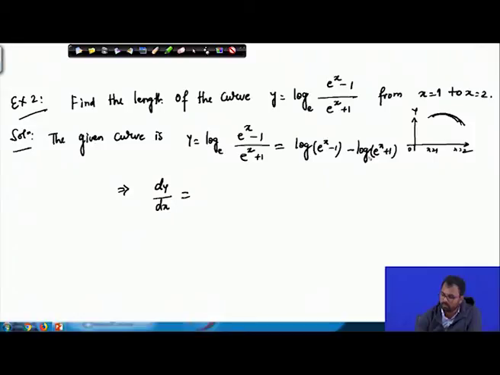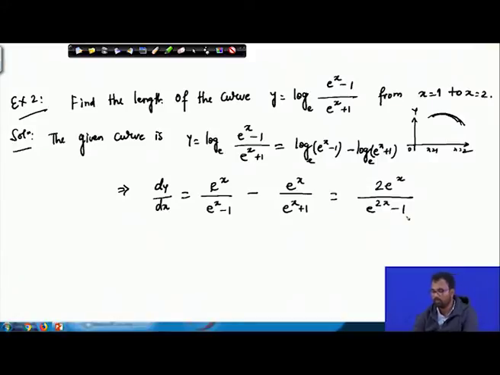So, now doing the derivative would be fairly easy. It will be 1 by e to the power x minus 1, and then this one will be e to the power x minus e to the power x divided by e to the power x plus 1. So, this whole thing will reduce to 2 e to the power x divided by e to the power 2x minus 1. All right. So, that is the derivative.